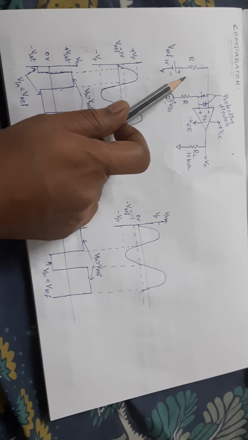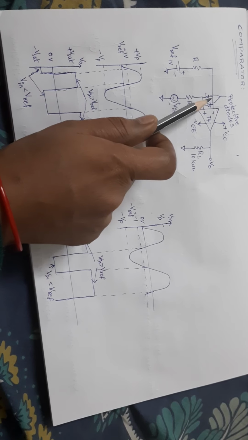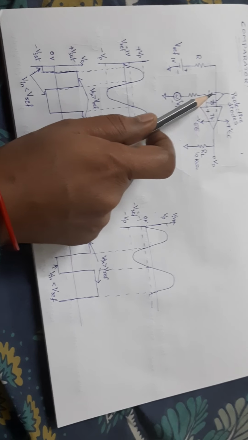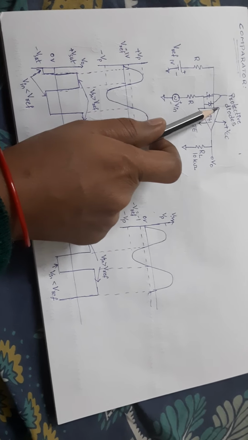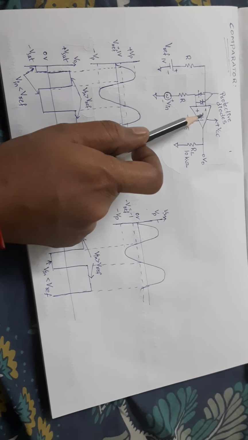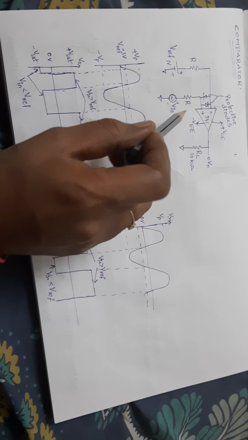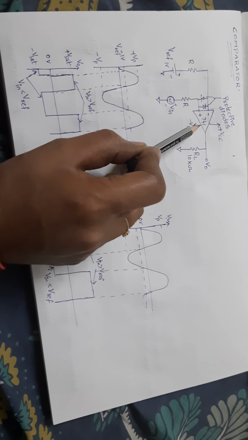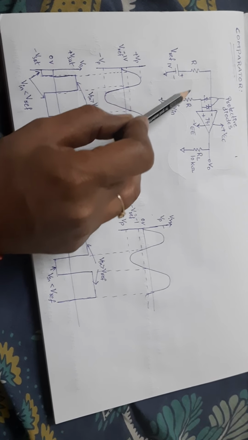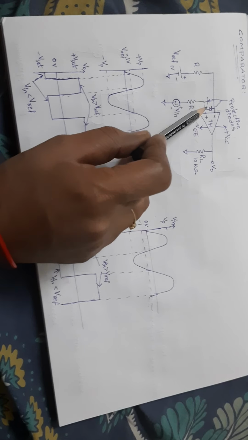Why are these resistances used? They limit the current through these diodes. What is the purpose of these two diodes? These two diodes are called protective diodes. These diodes protect the op amp from excessive input voltage, and these two resistors are used to limit the current through these two diodes D1 and D2.